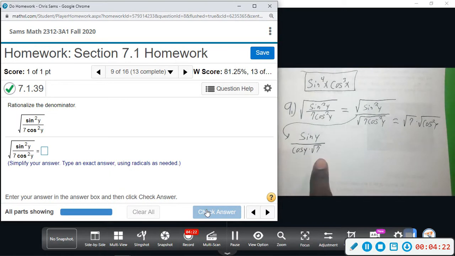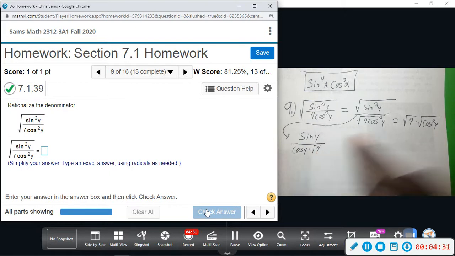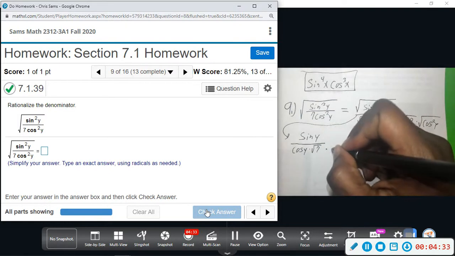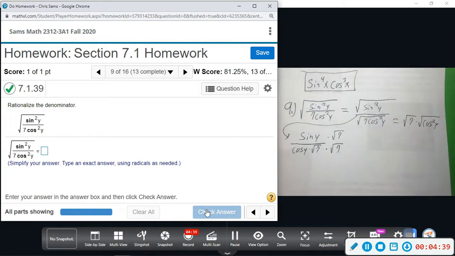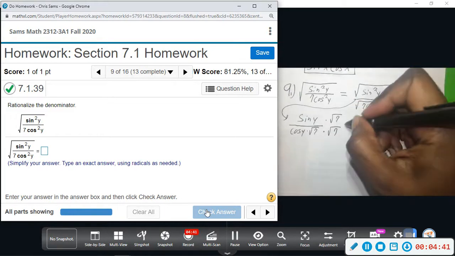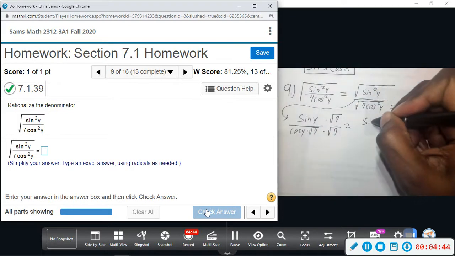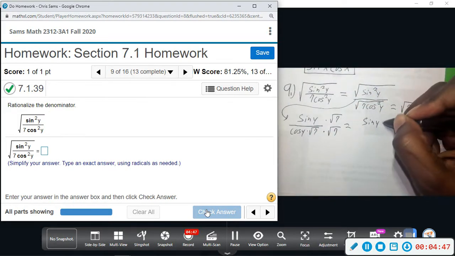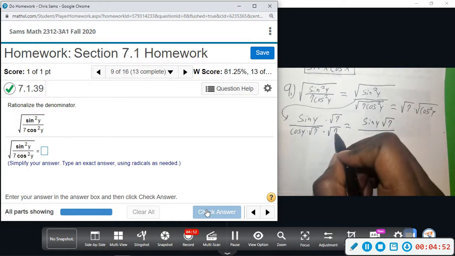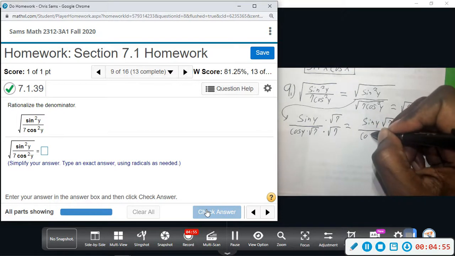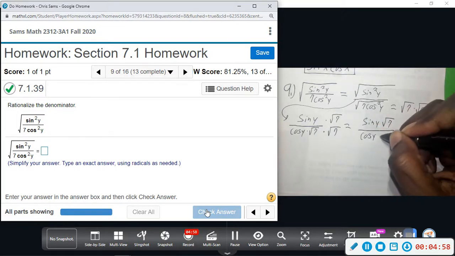When it wants us to rationalize the denominator, we don't want any square roots on the bottom. To get rid of that square root, we multiply by itself. So we're going to multiply the top and bottom by the square root of 7. What happens is we get sine of y square root of 7 over cosine of y, and then 7 times 7 gives you the square root of 49.